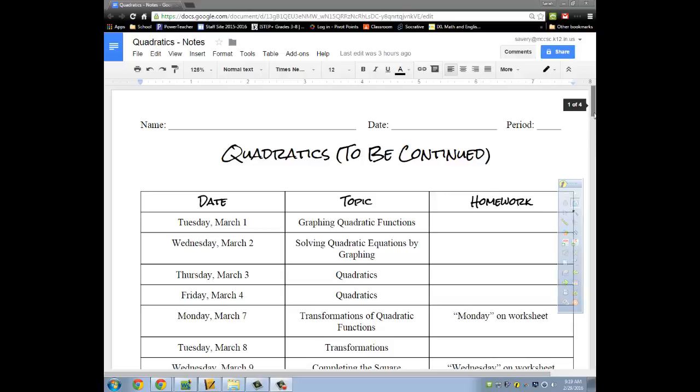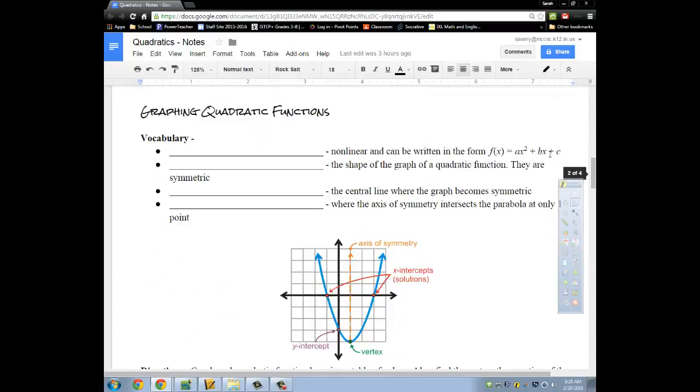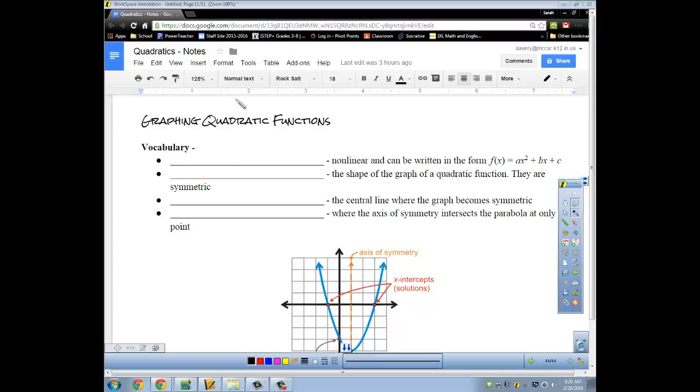Hey, so for your e-learning day today, all you have to do is follow along with the notes with me. I told you that this schedule is tentative. It might change due to spring break coming up. But just go ahead and turn to graphing quadratic functions. We have some vocab terms that we need to know.